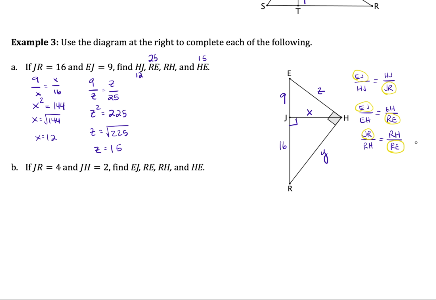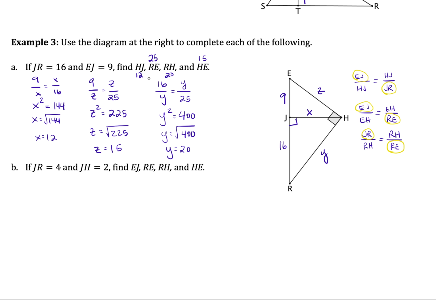And lastly, we can use this third proportion to find the length of RH, which we called Y. So we'll set up a proportion that has JR on top, so 16 over RH, which is Y, equals RH, which is Y again, over RE, which is 25. So we cross multiply and we get Y squared equals 16 times 25, which is 400. So we know that Y is the square root of 400. We type that in our calculator to see if we got lucky, and what do you know? We did. The square root of 400 is an integer. It is 20. So the length of RH is 20.